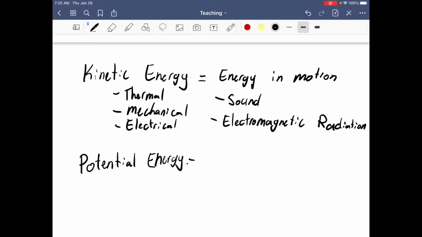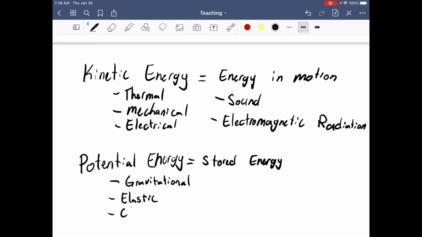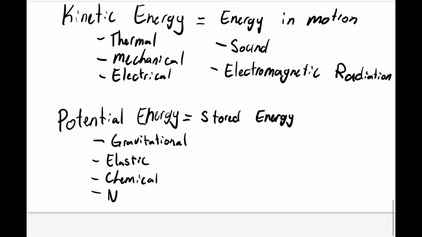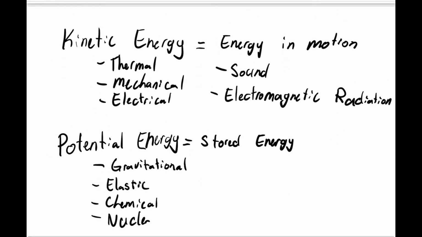Potential energy, on the other hand, is not energy in motion. It's what we call stored energy. Okay, and it has 4 examples. These are gravitational, elastic, chemical, and nuclear. There we go.